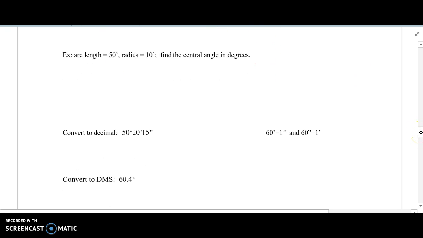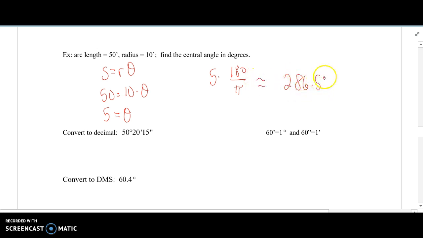Next example, we have an arc length of 50, a radius of 10. We want to know what is that central angle measurement if we calculate it into degrees. So S equals R theta. 50 is equal to our radius of 10 times theta. Divide both sides by 10 and we get theta equals 5. So that's not 5 degrees, that's 5 radians. So we're going to convert that into degrees, take 5 times 180 over pi, and that is about 286.5 degrees then.